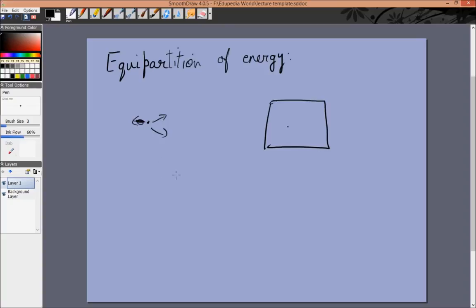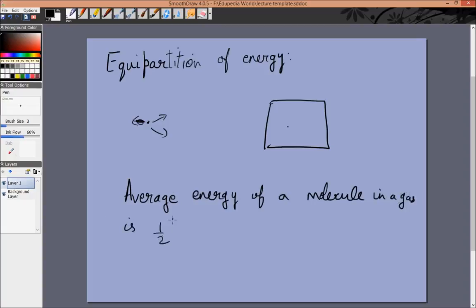The equipartition of energy states that, and it is actually a very fundamentally important concept in statistical mechanics, but you don't really realize the importance of it unless you start reading further in advanced physics. So the average energy of a molecule in a gas is half kT for each degree of freedom.